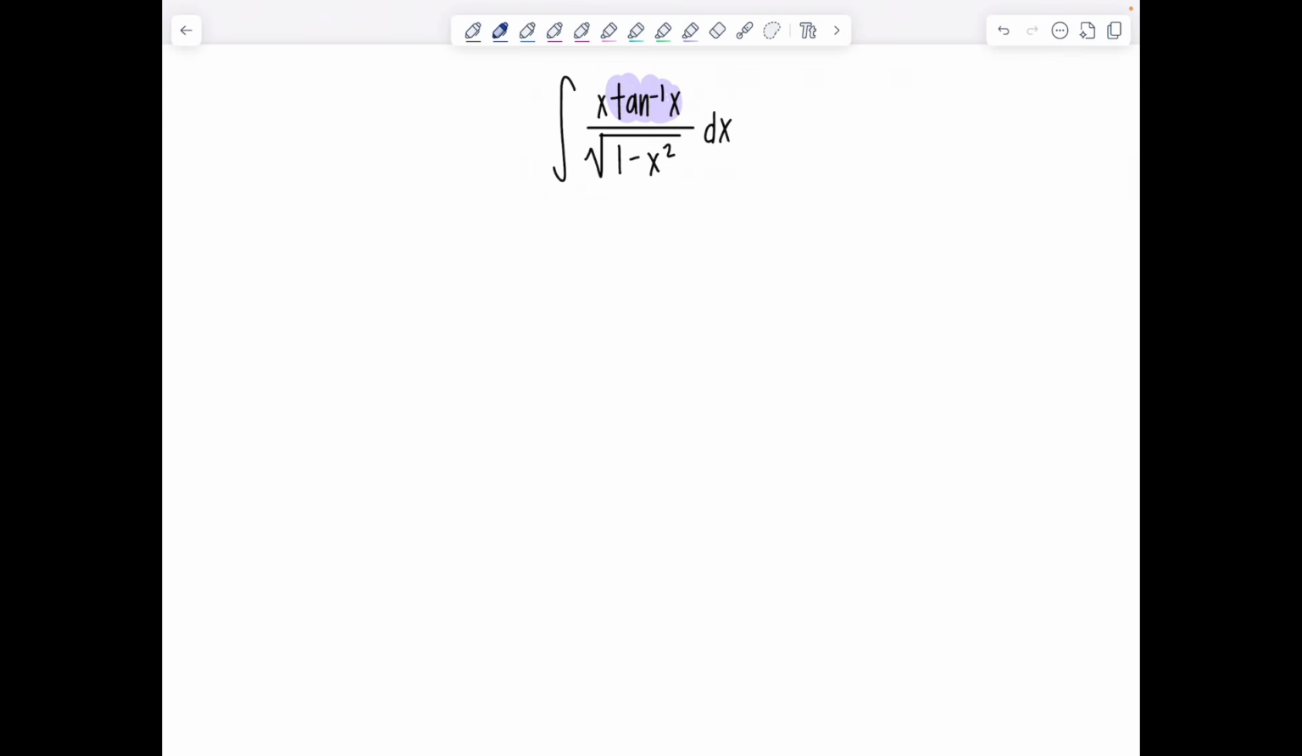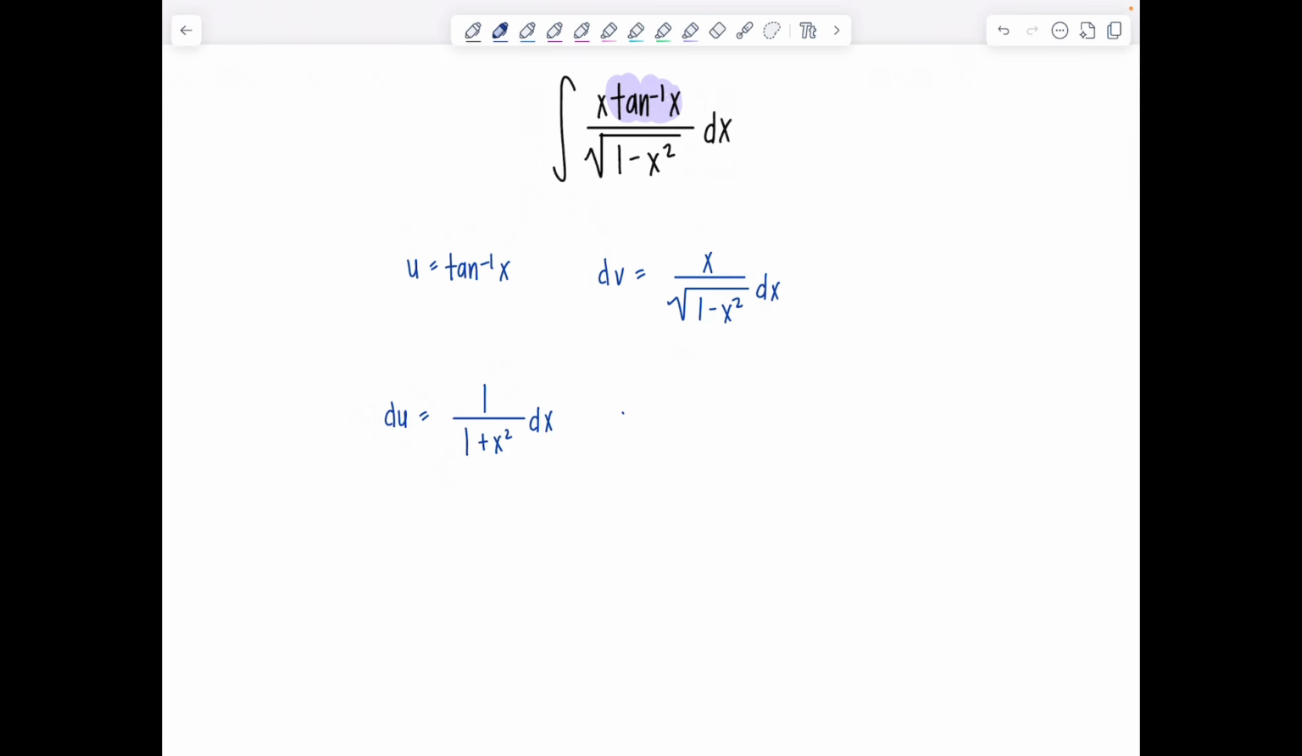So what I did was I set up u as tan inverse of x, most naturally, and then dv is going to be the rest. So x over the square root of 1 minus x squared dx. Okay, finding du is no big deal. That's 1 over 1 plus x squared dx.